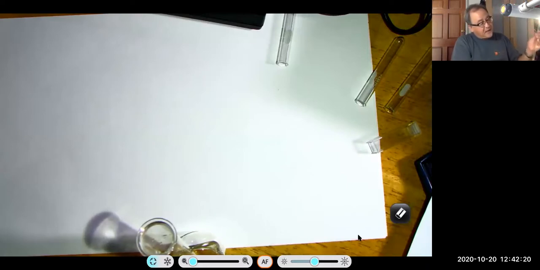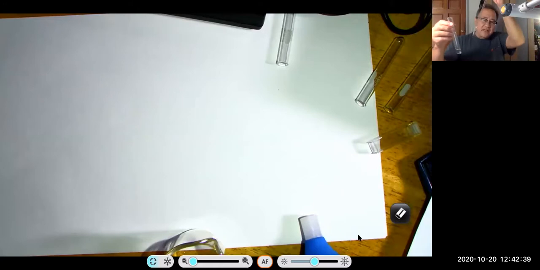Okay. And normally what I would like to do with this is rinse the inside out with a little bit of this solution first. But we're not going to do that because I don't really have much of this solution. I'm going to take this solution and dilute it. And what I'm going to do is rinse this out a little bit.